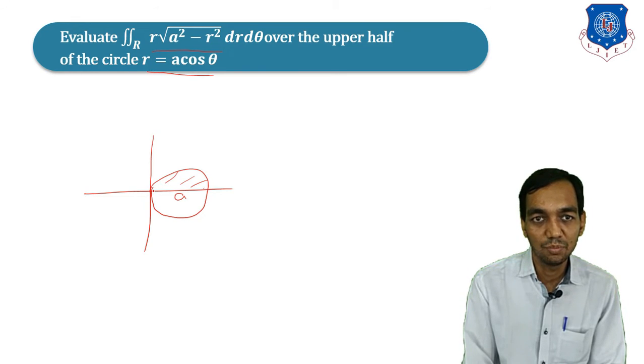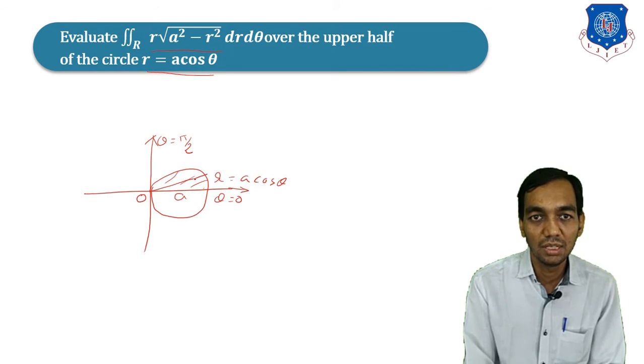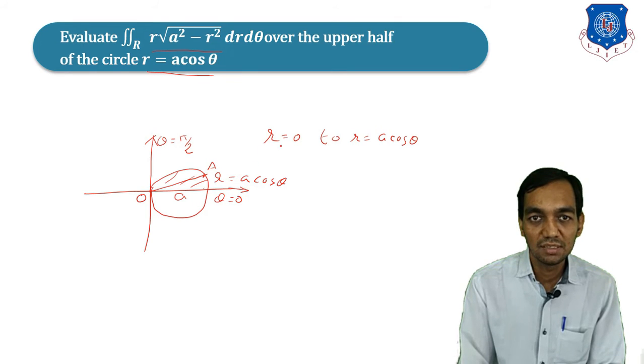Now you have to draw one strip. This is a circle. Equation is r is equal to a into cos theta. Correct? This is your initial line, theta is equal to 0 line. This line is your y-axis, that means theta is equal to pi by 2 line. Correct? Now you are going to draw one strip from r is equal to 0, that means origin O. Then you have to draw the strip from O to A. Correct? Now O to A means the limit of r is starting from r is equal to 0 and it is ending at r is equal to a into cos theta. Correct? Now this is the limit of r.